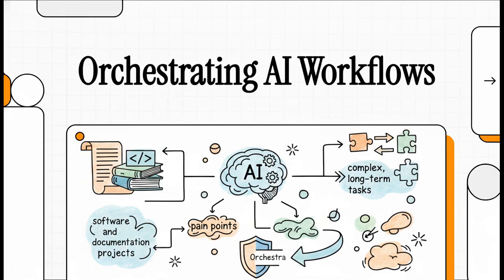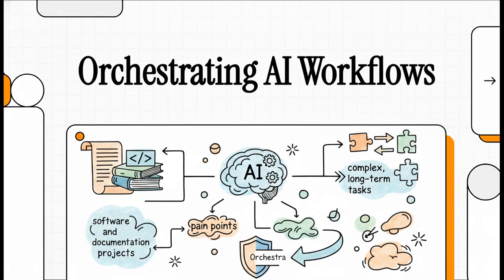Welcome to this explainer. We're diving right into a truly innovative project today called the Amalgamatic Orchestra, or just Orchestra for short. This framework is designed to completely revolutionize how we collaborate with AI on complex, structured tasks. If you've ever tried to build a massive software or documentation project using modern AI, you already know the pain points. Well, Orchestra is the solution.